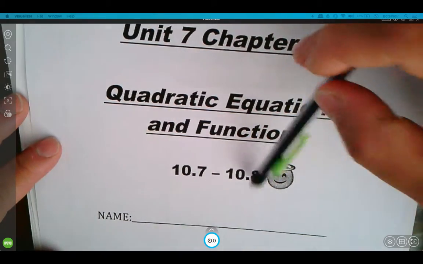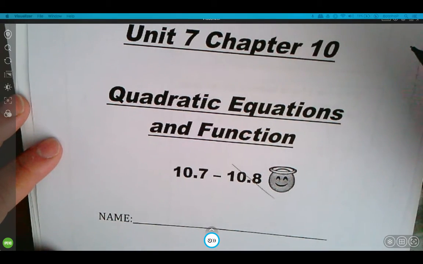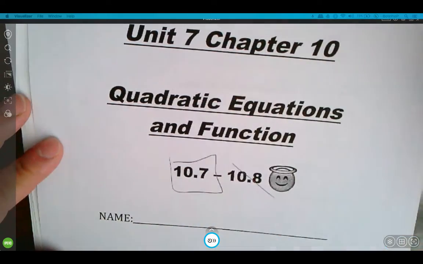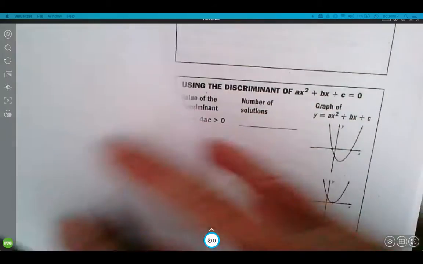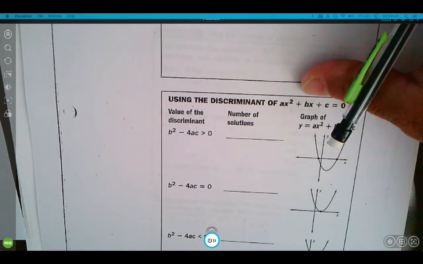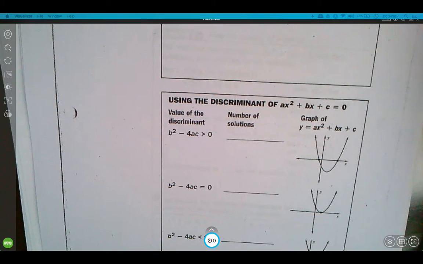The last two sections, we're not really going to do 10.8. It's really just comparing linear, exponential, and quadratic. But 10.7 just focuses more in on the quadratic formula, particularly the discriminant. So it's stuff we've already done, but with a little bit more focus. So the discriminant, that's the part we're focusing on of the quadratic formula.